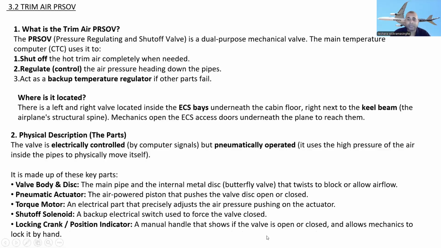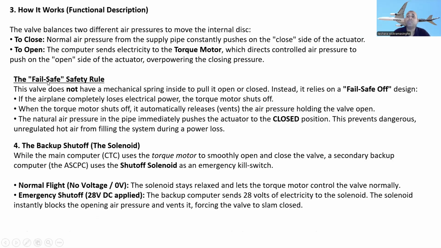How it works. The valve balances two different air pressures to move the internal disc. To close, the normal air pressure from the supply pipe constantly pushes on the closed side of the actuator. To open, the computer sends electricity to the torque motor, which directs control air pressure to push on the open side of the actuator, overpowering the closing pressure.